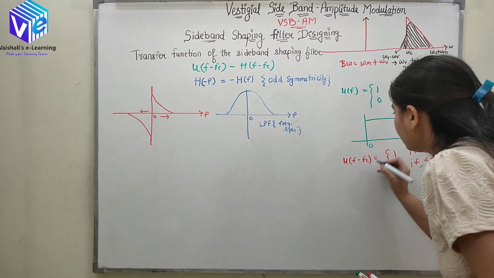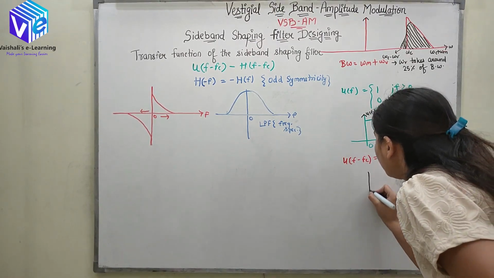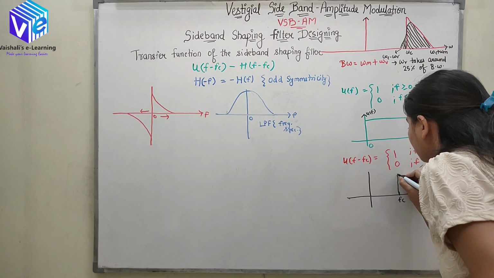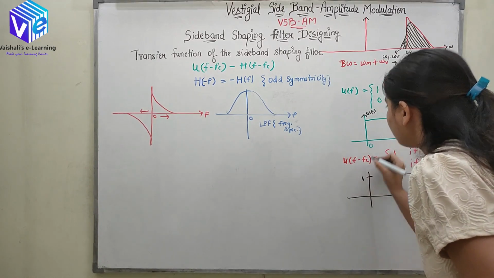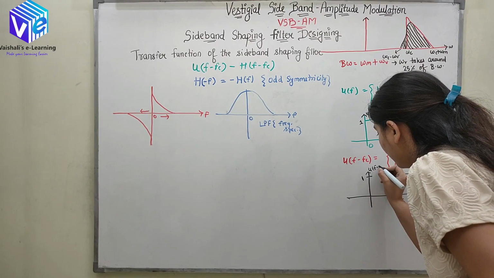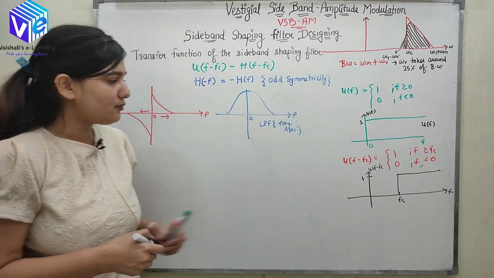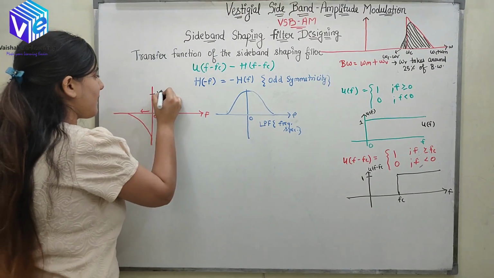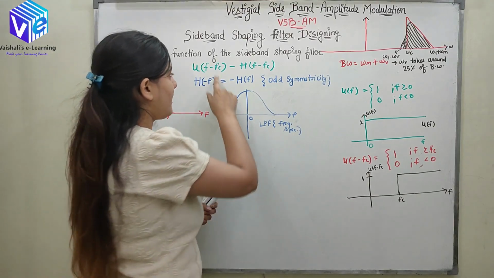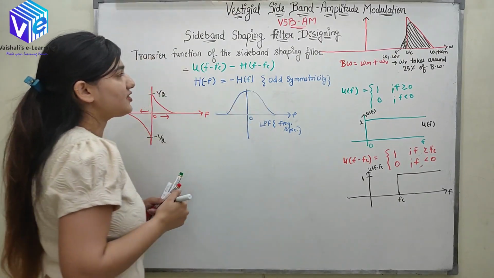So this was u of f. Now if I draw u of f minus fc, if this is my fc, u is shifted to the fc point. So this is 1. So now this is u of f minus fc, this is f. Now about the amplitude, this amplitude is 1 here, and I am taking this amplitude to be 1 by 2, this to be minus 1 by 2. So now what is happening? I have this function, and now I need to find out minus of h of f minus fc.